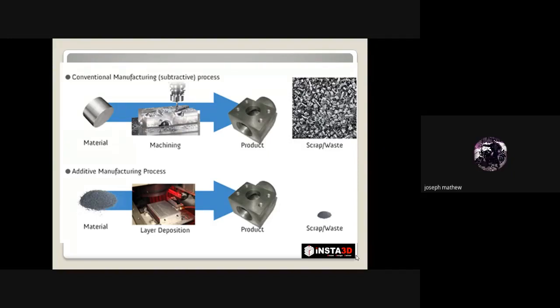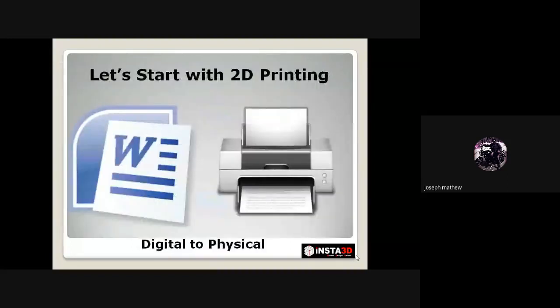So in the subtractive manufacturing process, the scrap and waste involved is very high, whereas in the additive manufacturing process, the material is deposited layer by layer, hence reducing the scrap or waste. So this is the main difference between subtractive and additive manufacturing processes, which is very well known to us. So let's start with 2D printing. 2D printing is the process of converting a digital file into a 2D object, that is, a digital to physical object in 2D format.